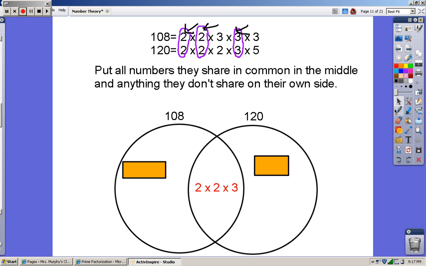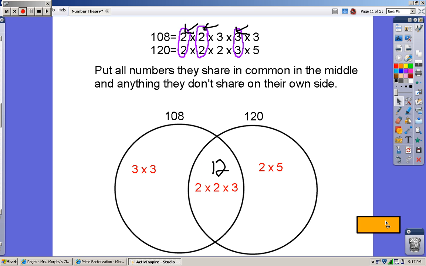So the GCF for this would be 2 times 2, which is 4, and 4 times 3, which is 12. And then to find the LCM, you have to take into account all these leftovers. So you'd have to take into account the 2 and the 5, and the 3 and the 3. So you'd have to multiply your 12 times 2, that product by 5, and then multiply that product by 3, and that product by 3 again.